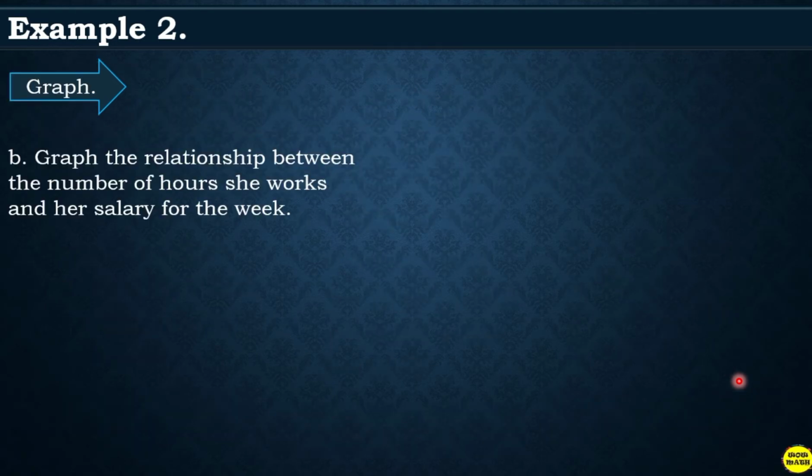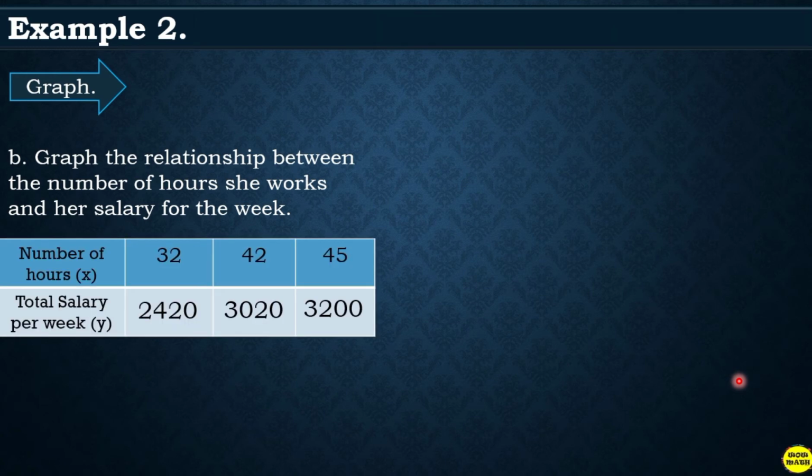So, graph the relationship between the number of hours she works and her salary for the week. So, ito po yung salary niya. Ito yung number of hours na nagtrabaho siya, plus yung additional niya na 500. And then, ito yung total salary. Okay? So, kapag 32 hours, ito yung sahod niya. Pag 42 hours, pag 45 hours. So, kasama na dito yung 500 na additional.